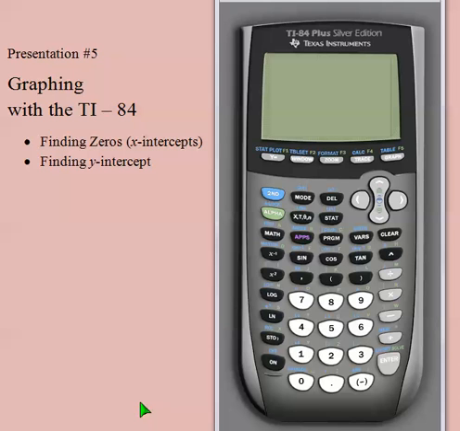Welcome to presentation number 5 on using your graphing calculator. What we're going to be looking at today is finding the x-intercepts, or zeros, and the y-intercept. You're used to the y-intercept, where the graph crosses the y-axis. We haven't found the x-intercept, but the x-intercept is the point, or points, where the graph crosses the x-axis.